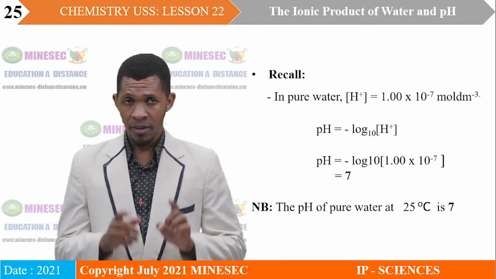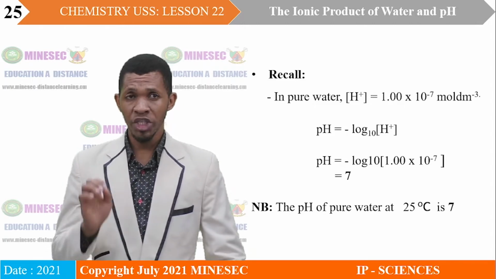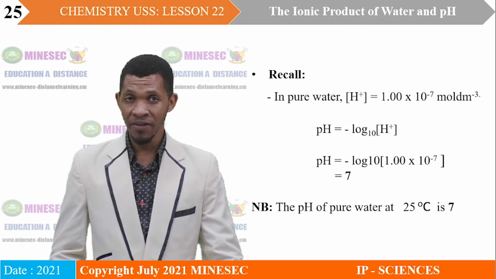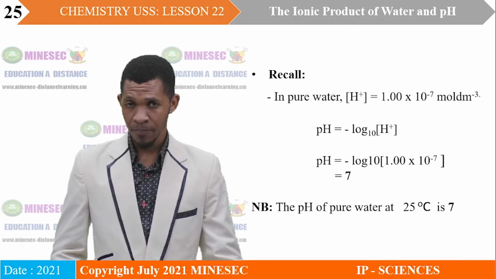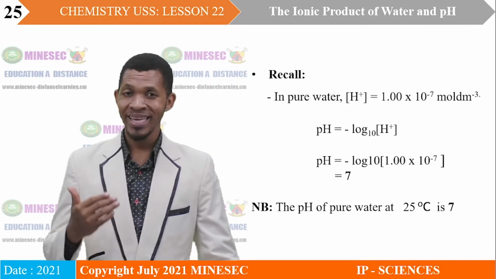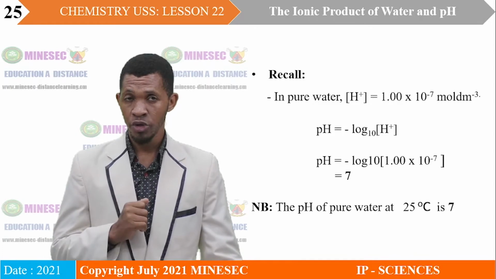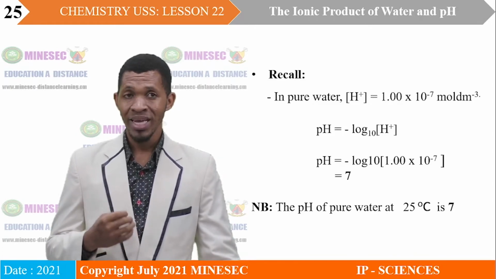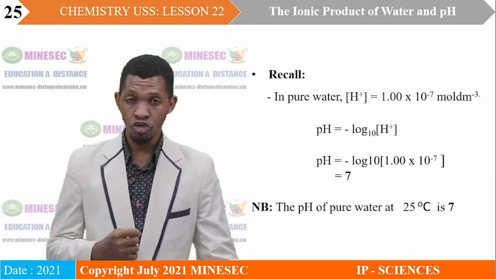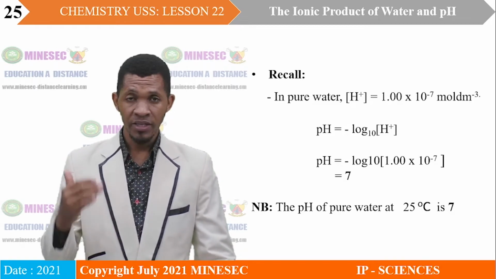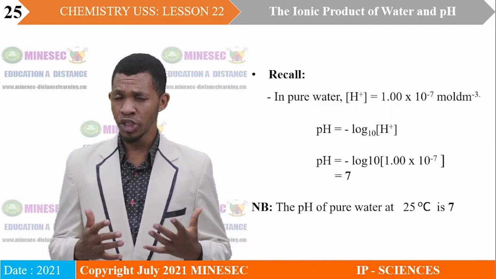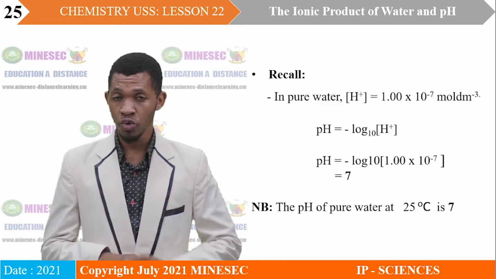Recall, in pure water, the molar concentration of hydrogen ion is 1.00 times 10 to the power negative 7 moles per cubic decimeter. Now, substituting this value of the molar concentration of hydrogen ion in the expression for pH, we have pH is equal to negative log to the base 10 of 1.00 times 10 to the power negative 7. Simplifying, we have pH is equal to 7. Therefore, the pH of pure water at 25 degrees Celsius is 7.